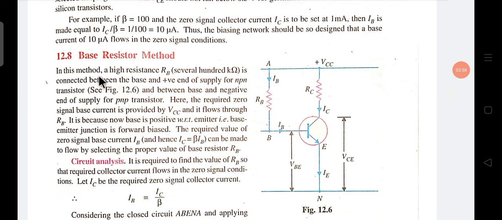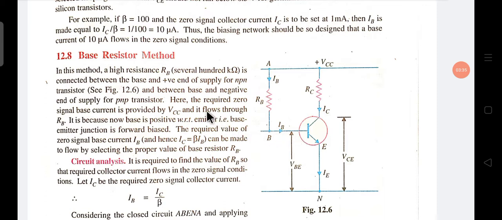In this method, a high resistance, RB, of several hundred kilo ohms, is connected between the base and the positive end of the supply. The first one is the NPN transistor, and this RB resistor is connected between the positive voltage and the base of the transistor.